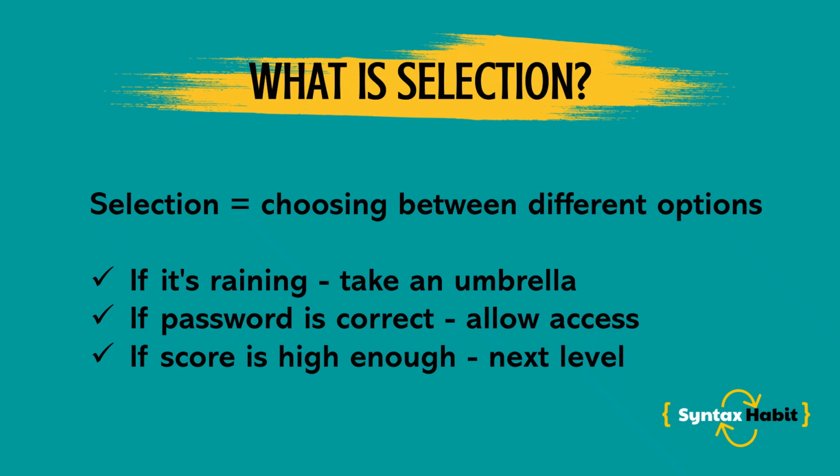In everyday life, we make decisions based on conditions all the time. For example, if it's raining, take an umbrella. If your password is correct, allow the user to log in. If a customer is over 18, allow them to purchase a particular product. And if a player has enough points, move them to the next level. Programs can make decisions in exactly the same way.